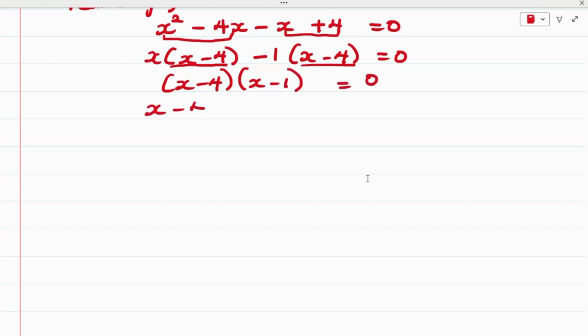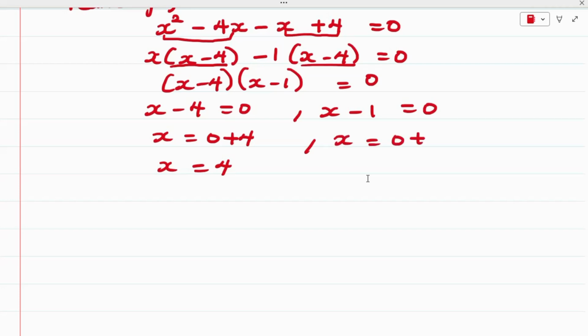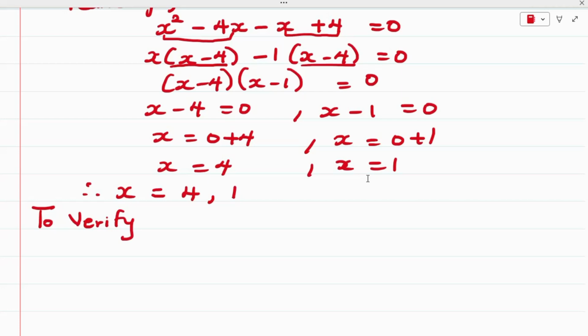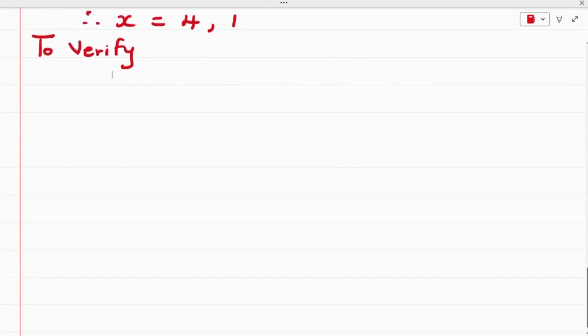So x minus 4 is equals to 0 and x minus 1 is equals to 0. x is equals to 0 plus 4 and x is equals to 4. We have that x is equals to 0 plus 1 and x is equals to 1. So therefore we have the value of x to be equals to 4 and 1. So the next thing guys we want to do is to simply verify to show which of the value of x is actually valid right here.